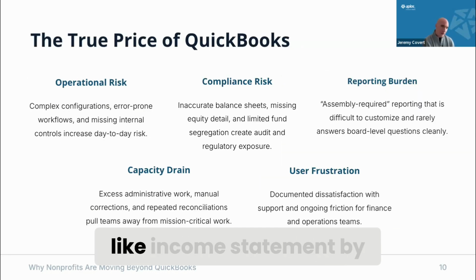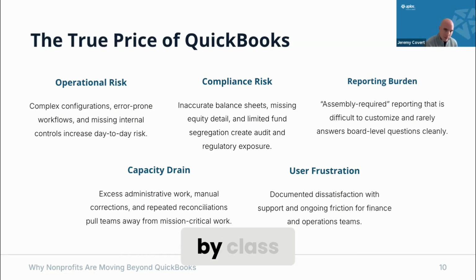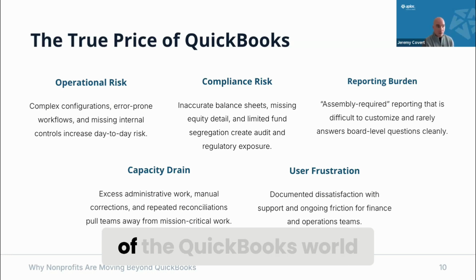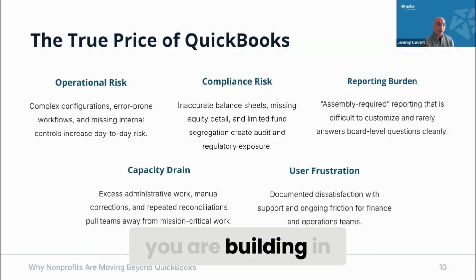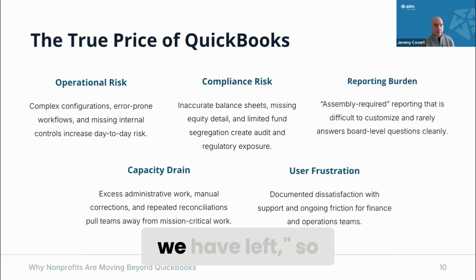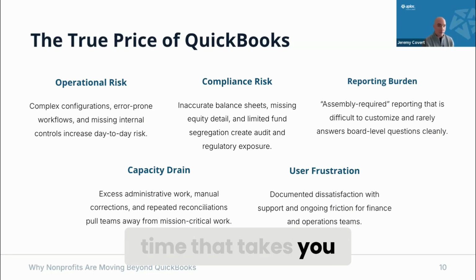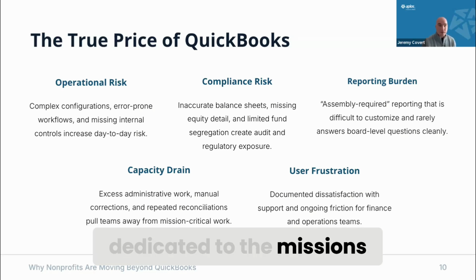You can pull things like income statement by class in QuickBooks. You cannot pull things like a balance sheet by class. And so a lot of that stuff outside of the QuickBooks world, you are building in Excel to track. So that way you can give your board or your grants or your different agencies the access to say, hey, this is how much we have left, so you can make informed decisions. Depending on how much time that takes you every week or month or quarter, that's time that could be saved and more dedicated to the missions at the nonprofit.